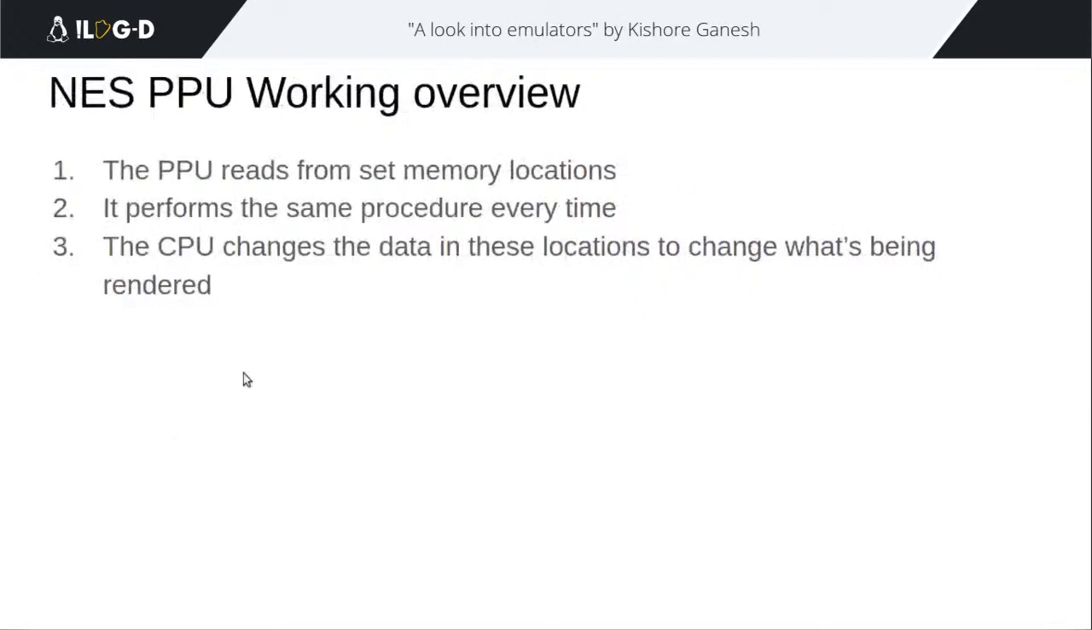The Nintendo Picture Processing Unit follows a particular procedure for rendering stuff on the screen. It keeps reading from some set memory locations and renders stuff for the screen. So the CPU, the only way it can change anything on the screen is by changing the memory locations that the PPU is reading from. The PPU is always going to be doing the same thing. It is the responsibility of the CPU to change the data that the PPU is reading. That's how these two components are running in sync.